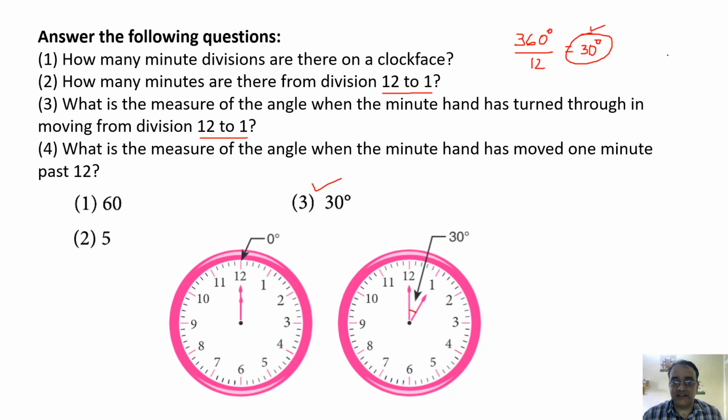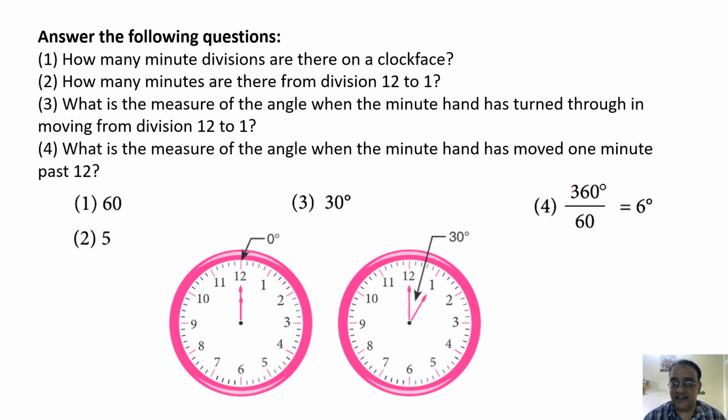Okay, the second method. How many minutes are there in one full rotation? 360 degrees. I'm asking how many minutes are there? 60 minutes. So what we will do is 360 divided by 60. So it will give the angle for 1 minute. So we get 6 degrees. So this is another way. Okay, so the answer is 6 degrees.